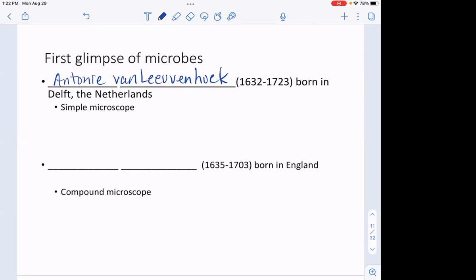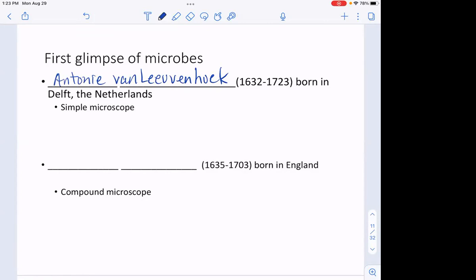Antony van Leeuwenhoek was alive in the mid 1600s, just to give you an idea of when, around the 1650s. He was one of the Dutch cloth merchants that is given credit for the first workable microscope, and that seems odd. Why would a merchant make a microscope?